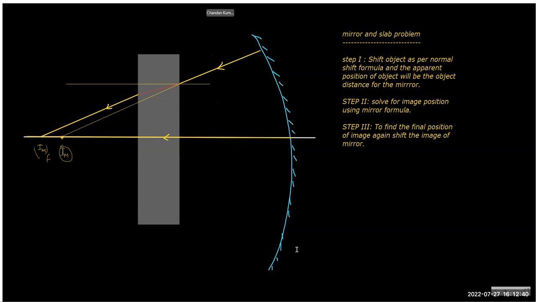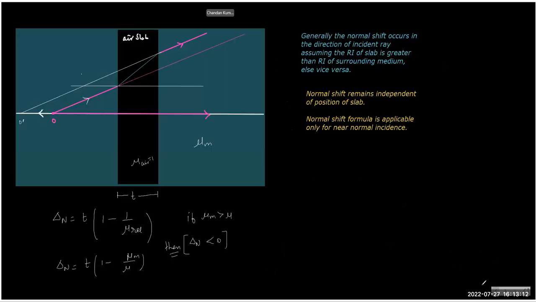Shift, apply. So it's the process we can mark as something like this. Shift, mirror formula. So I can say back shift. If I say this is forward shift, then this is the back shift, and then you are getting the answer. So let's see some question to understand. Before that, we'll solve some basic questions from real and apparent depth.